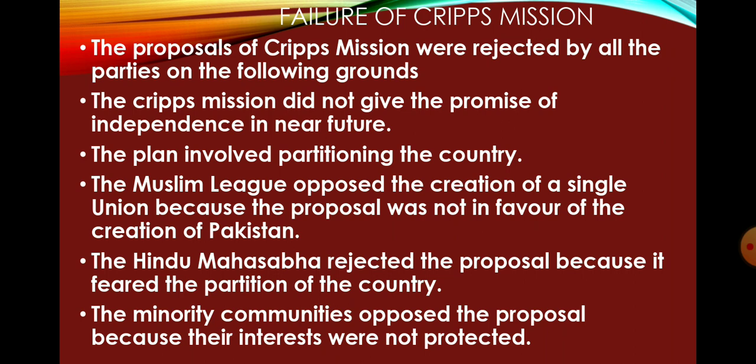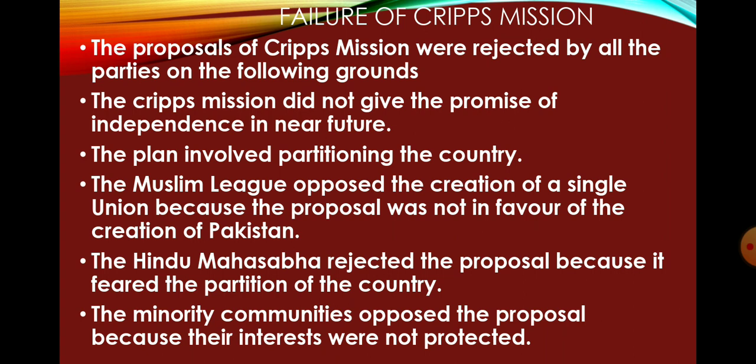The second one: the plan involved partitioning the country. It means the provinces were given the freedom to join the Indian Union, or they could remain as independent states. That was somewhat like dividing the country into a number of independent provinces. So that was disliked by all the leaders, and they rejected the proposal. The second point: the plan involved partitioning the country. That is why the leaders rejected the proposal.